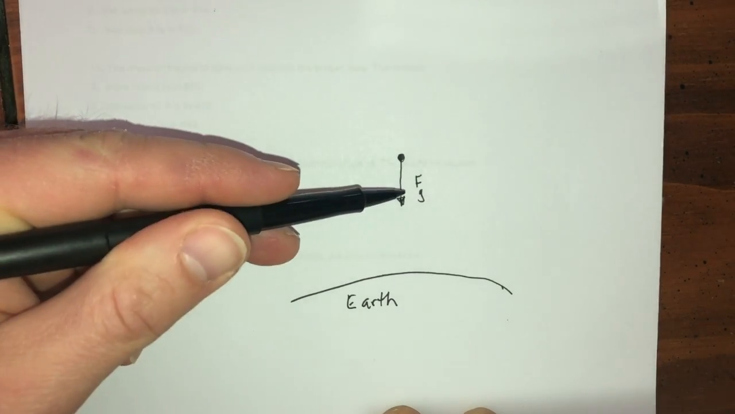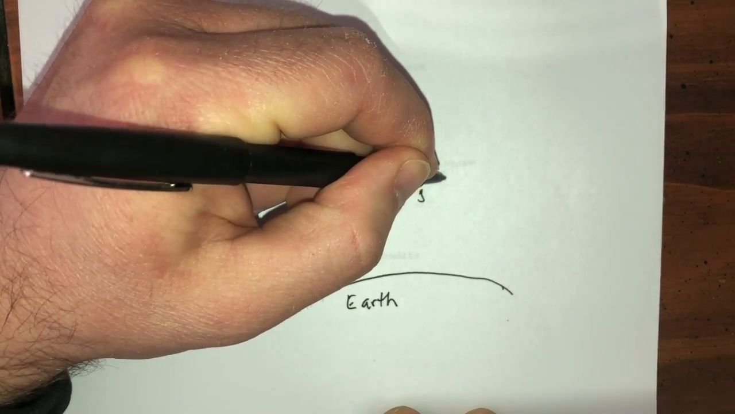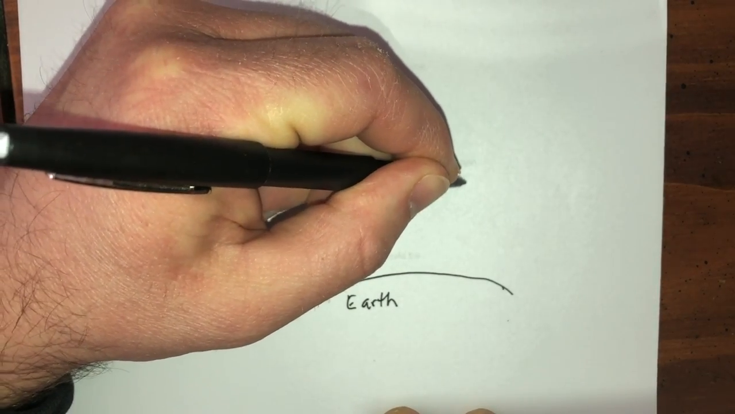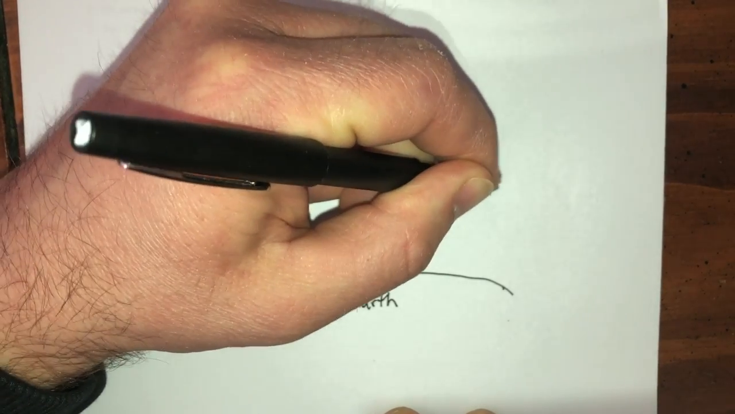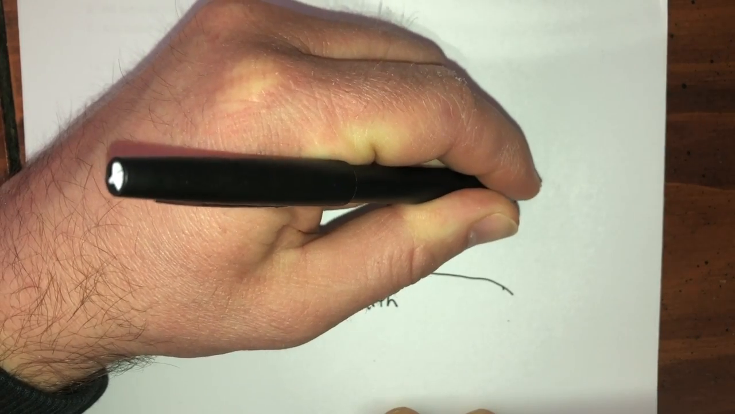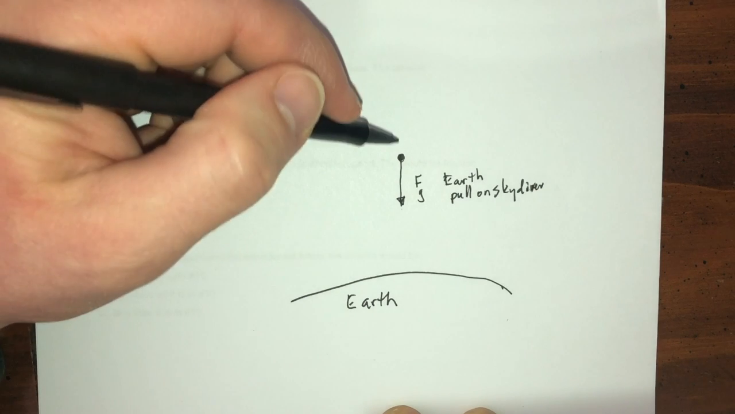So where does gravity come from? Gravity is the Earth pulling on the skydiver. So this is Earth pull on skydiver. Okay. Now the skydiver is falling.